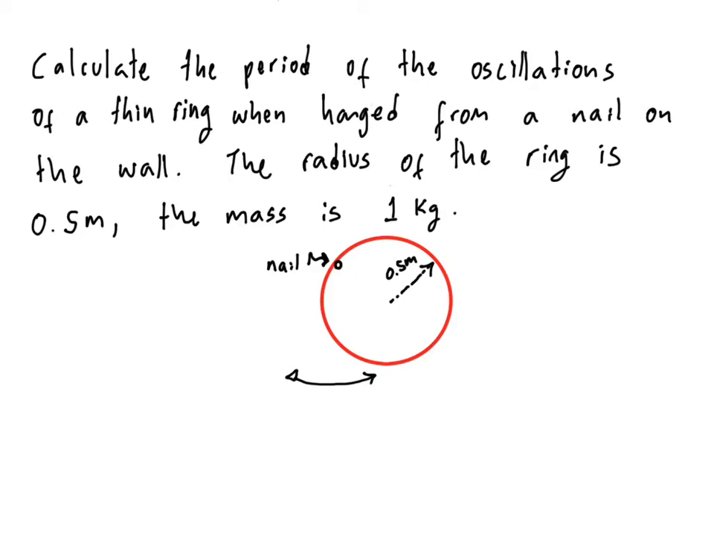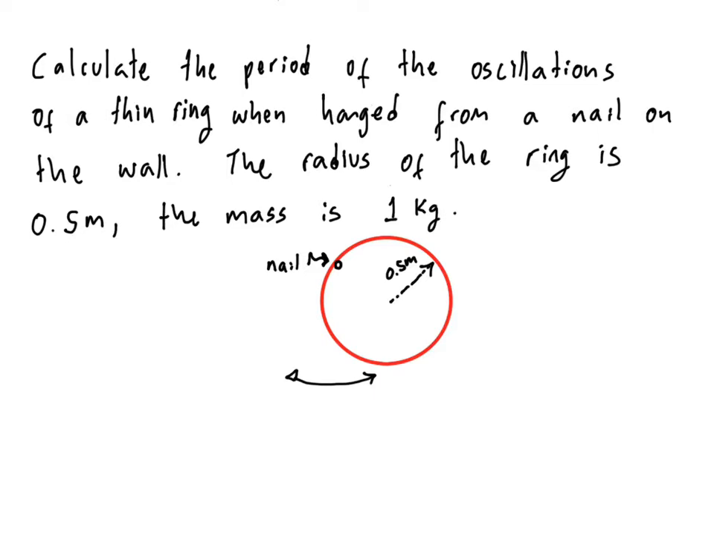As you can see in the picture, the red thing is the ring. We have a nail on the wall. We hang the ring from the nail and we push the ring, say, to the right. We let it go. What is going to be the period of the small angle oscillations of this thing?